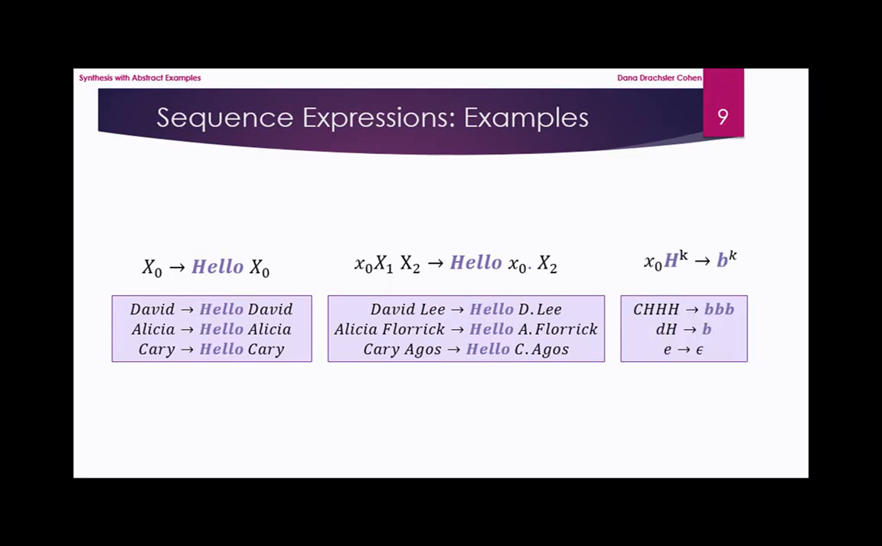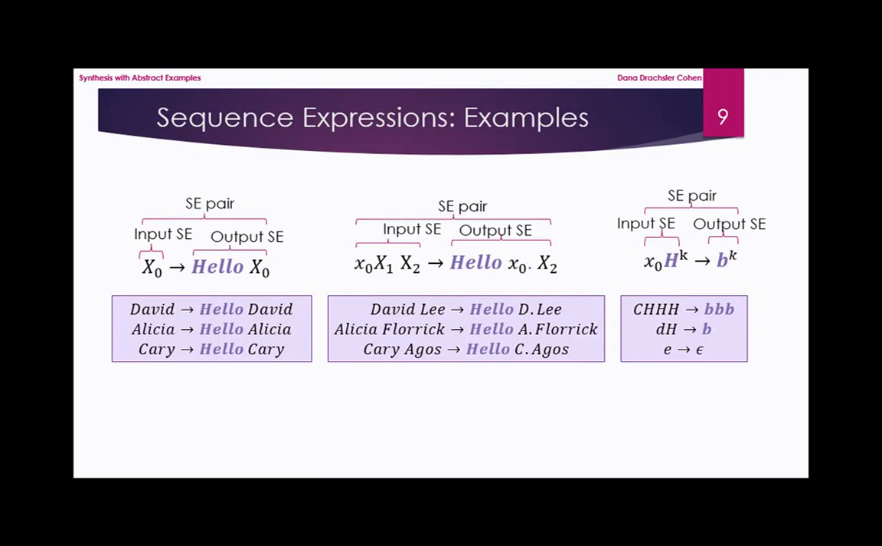Our last kind of variable replaces the Kleene star with some indication of the length of the star expressions. So here what we see is that for any string that starts with at least some character, and then is followed by some number of h, the output would be b as many times as we had the h. So this is roughly how sequence expressions look. We call the first part the input sequence expression, the second part the output sequence expression, and altogether they are the sequence expression pair.